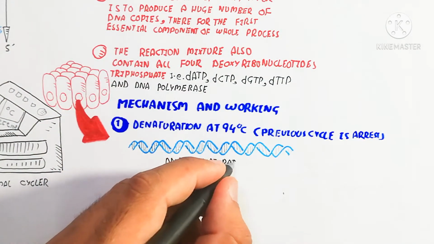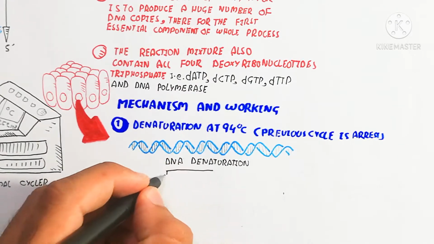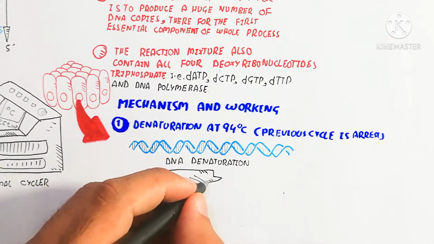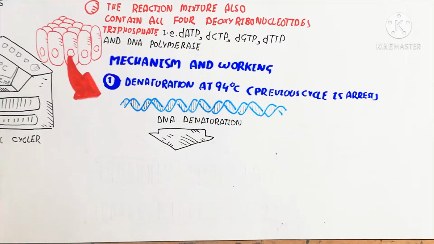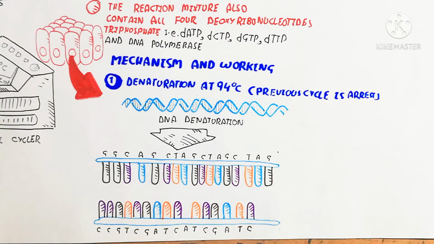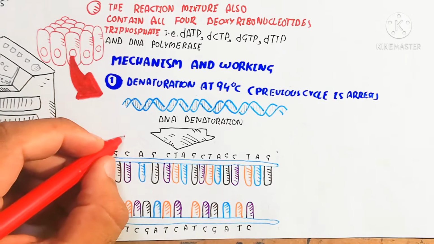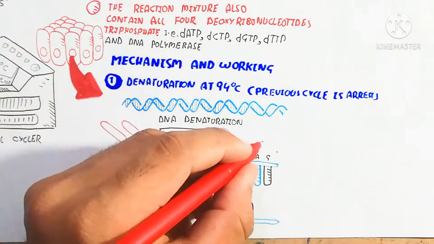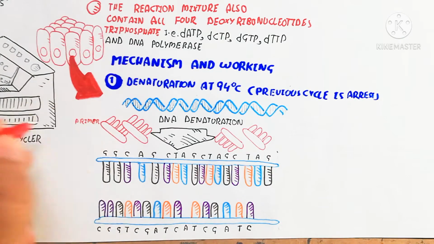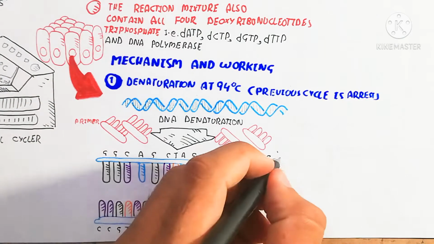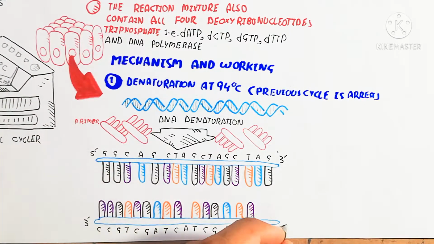And this denaturation of DNA is due to the high temperature and the environment that we are providing in the thermal cycler. A primer, which is also a nucleotide, and a DNA sample are added. So the DNA denaturation will occur, converting it into complete single strands.